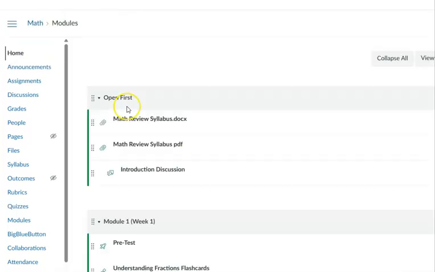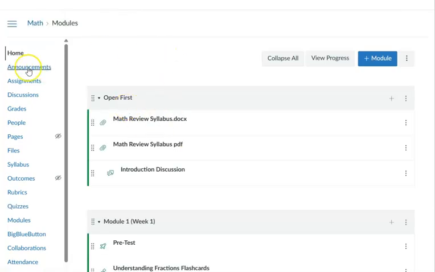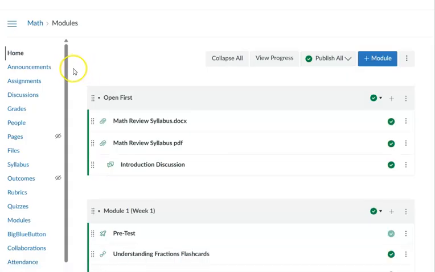Going back to the home page, students would be getting announcements throughout the course that would give them reminders on when to complete assignments and when the modules would be opening. They can view their grades in the grades section, and then if possible, they can message either through email or the messaging system on Canvas.